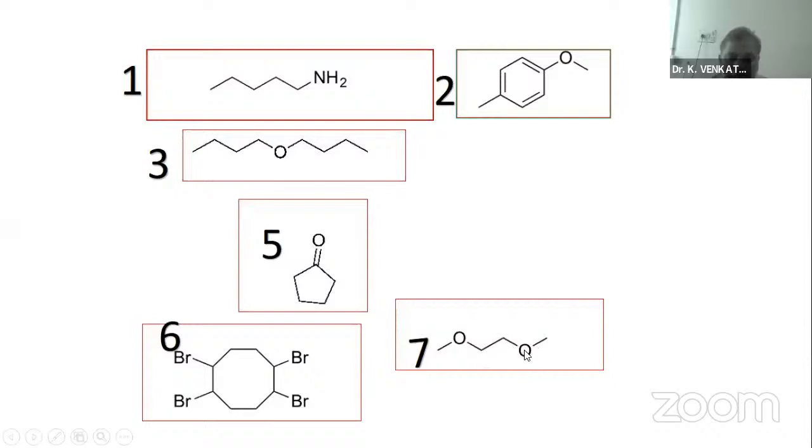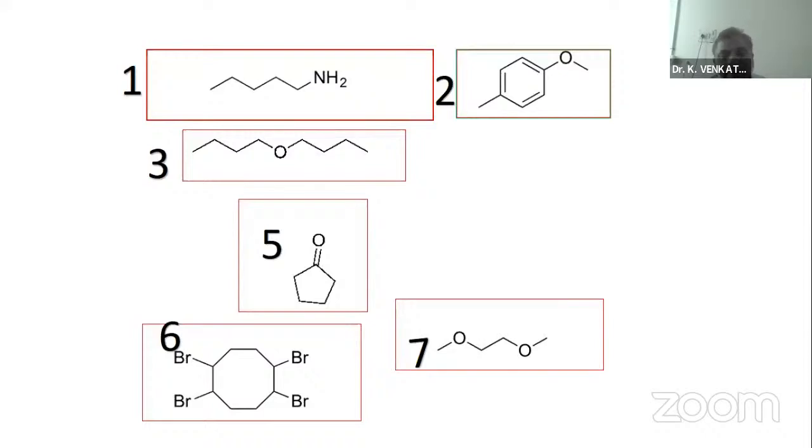So now consider this carbon. Cut 3 parts: 1 part this, another 1 part. Here how many carbon is present? 1 carbon is present. So here 2 carbon is present. So 1,2-dimethoxyethane. That is the correct answer.